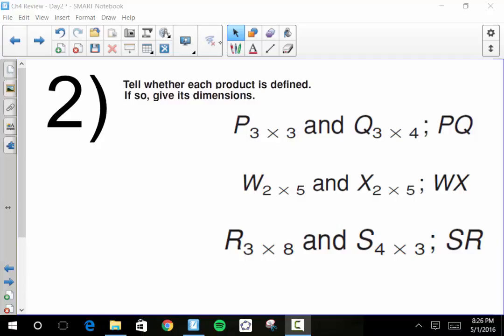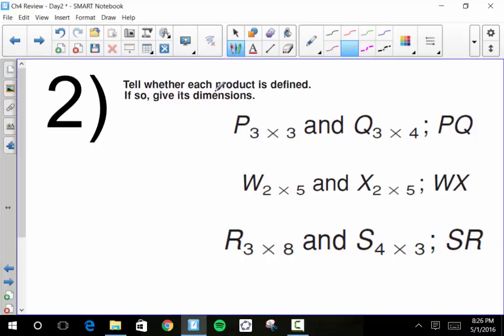So in problem number 2, we need to figure out if the product, which is given here, here, and here, is defined. So can we find a product? And if you can, what's the dimension of the new matrix when you multiply those two matrices? That's what we want to figure out. So I'm going to take each of these one at a time, this one, and this one, and we'll discuss each of those and how to do them.